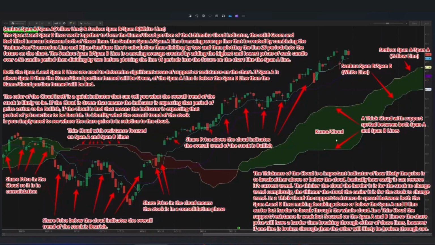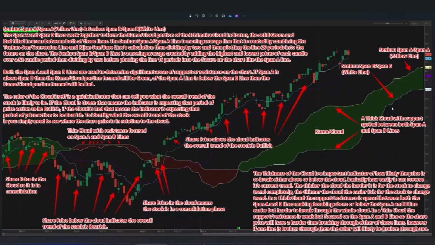So the cloud is going to be this colored fill-in area of the Ichimoku Cloud indicator. It's going to be a green color fill-in and a red color fill-in. And these areas are the cloud of the Ichimoku Cloud indicator. Now, the color of the cloud is a quick identifier that you can use to figure out if the stock is likely going to be bullish or bearish during that time frame.